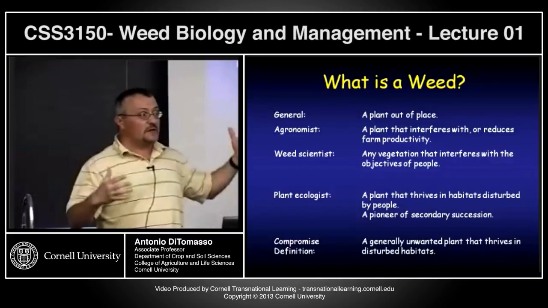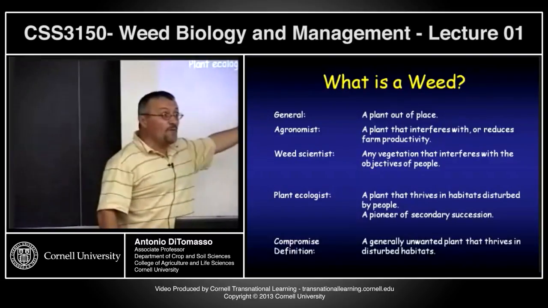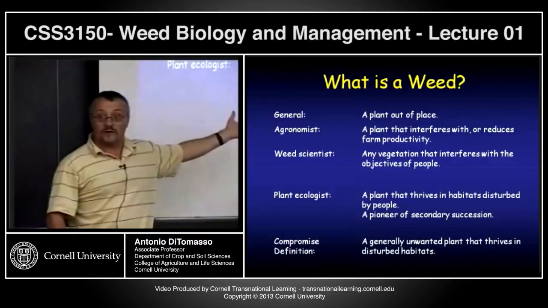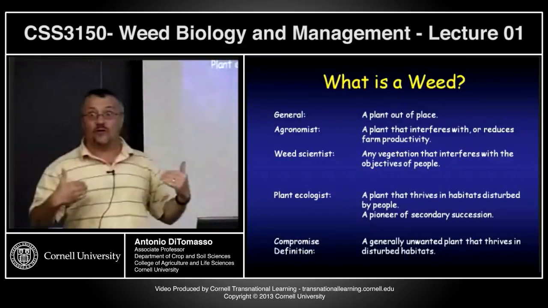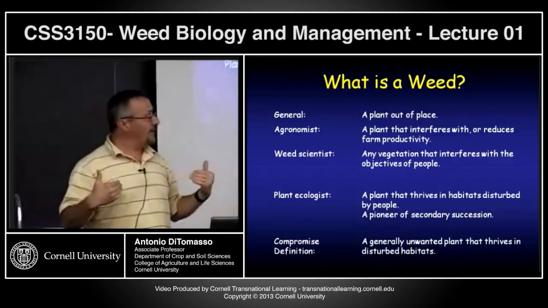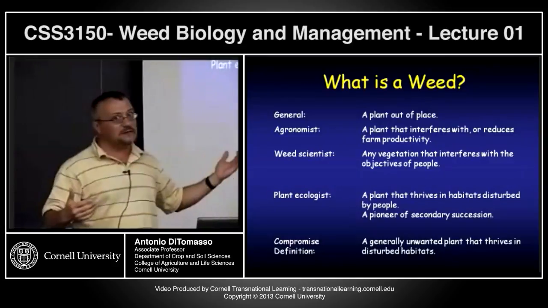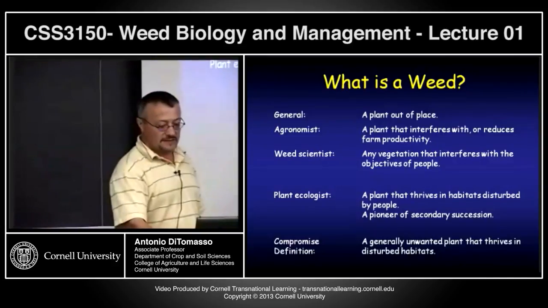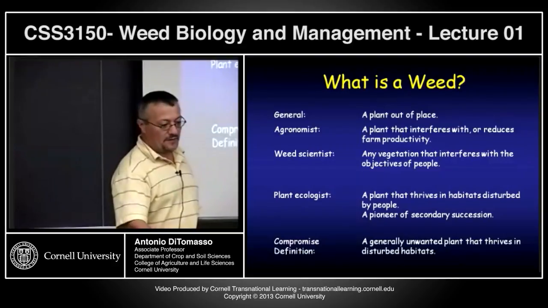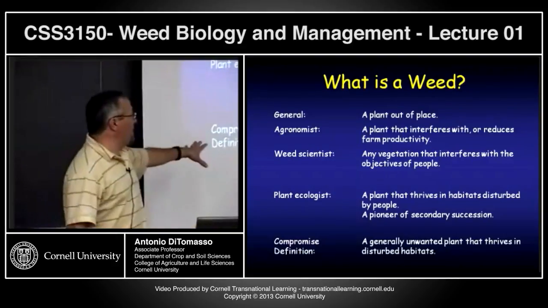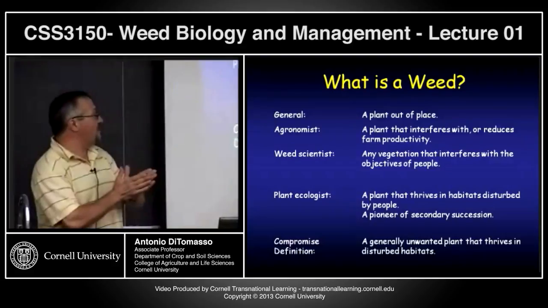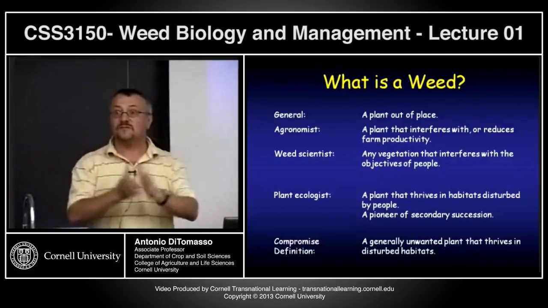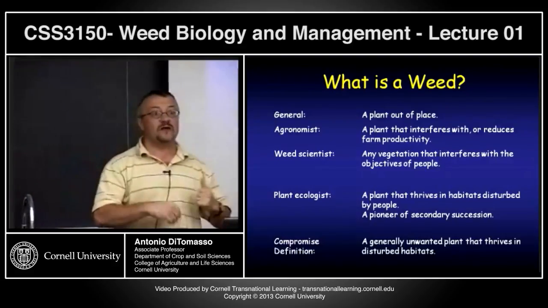It's subjective. They by no means are harmful. These plants are extremely important, but you have to come at it from that angle. If you're growing corn, beans, or vegetables, succession is not what you're looking for, unless it's succession of your crops. That's not what's going to be there. And so my compromise definition: a generally unwanted plant that thrives in disturbed habitats. Those are weeds. That's what we typically call weeds.